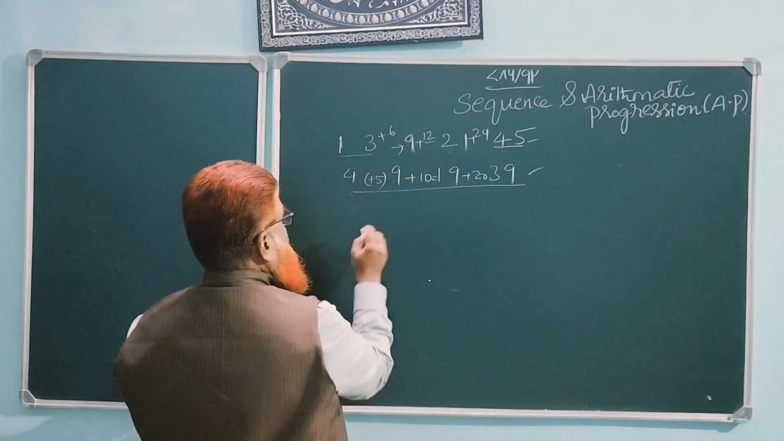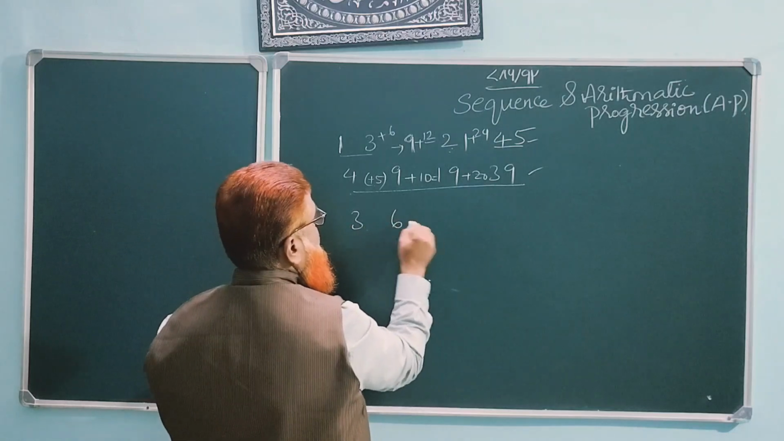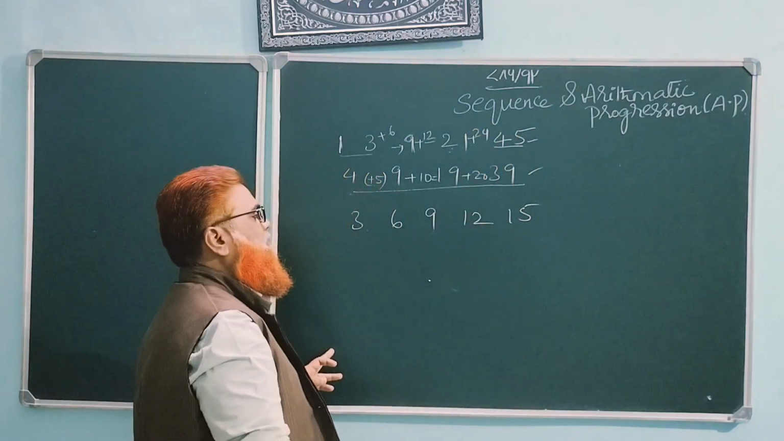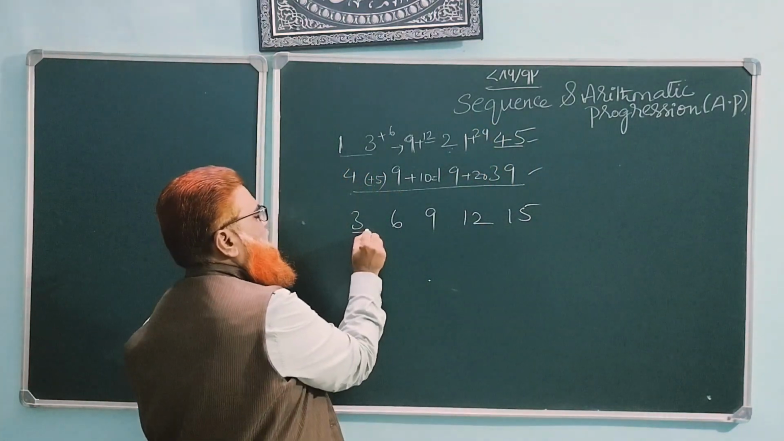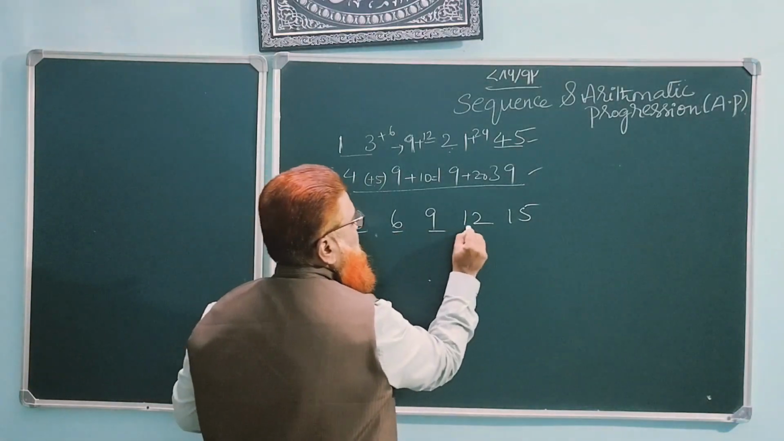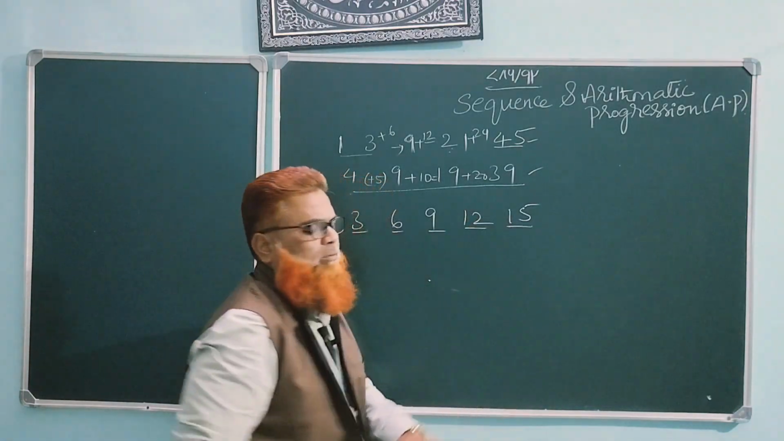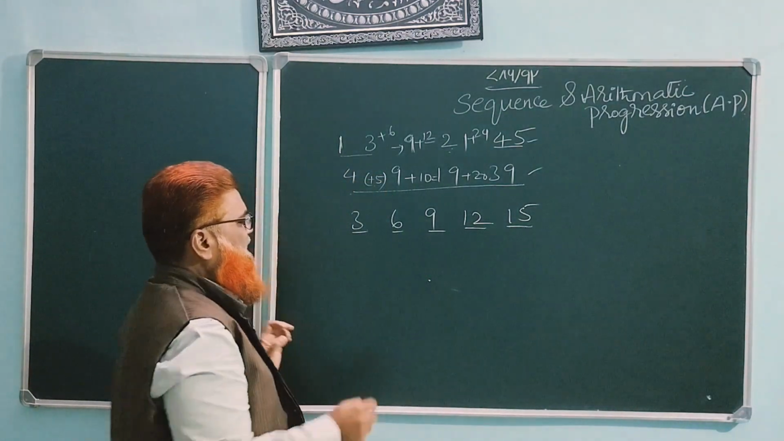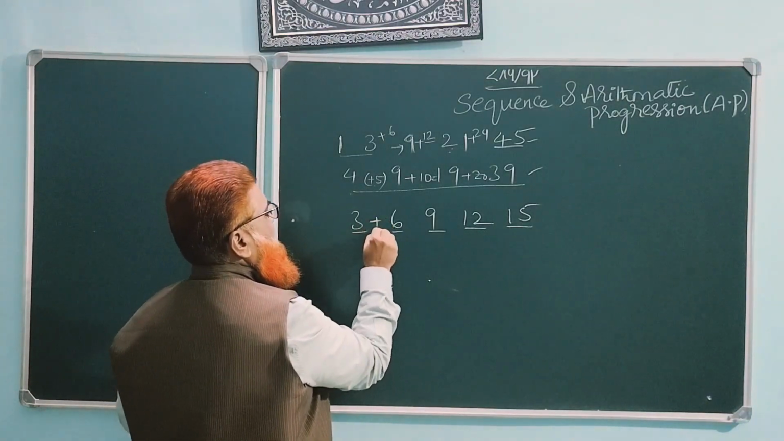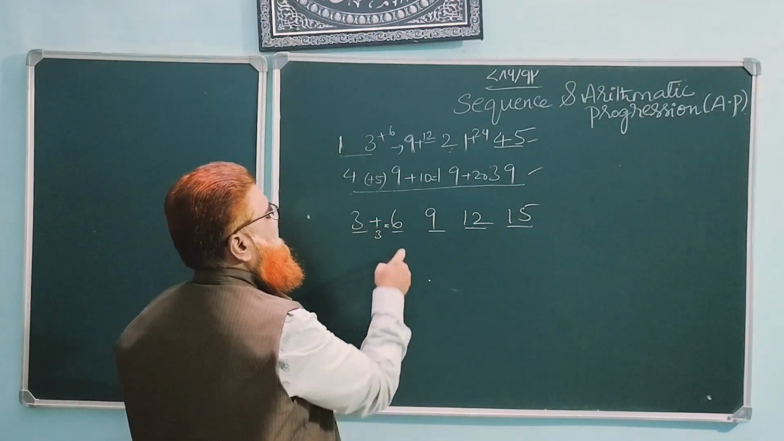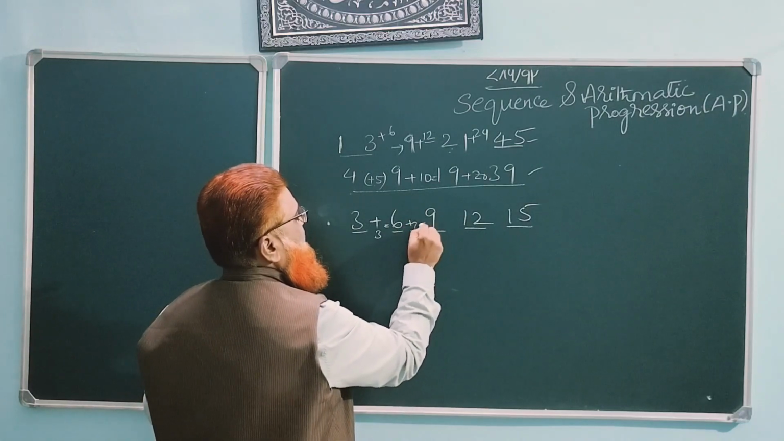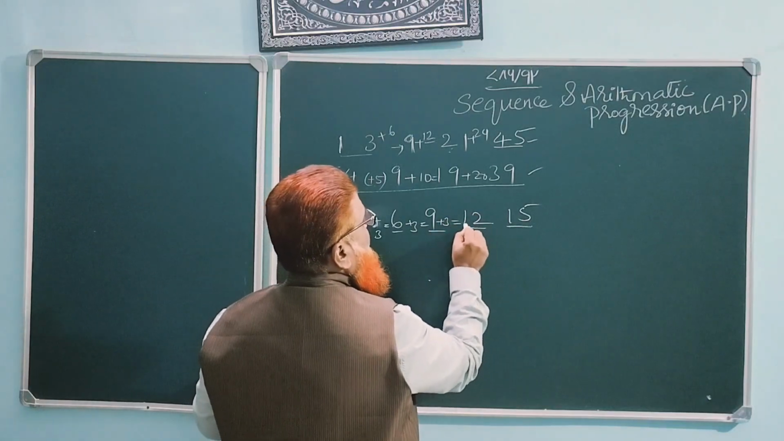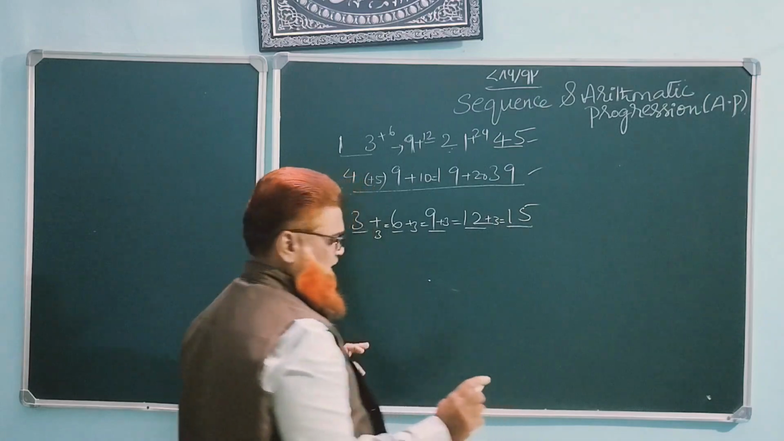Now, look at this third form of sequence. 3, 6, 9, 12 and 15. What is the relationship you find among these numbers? Here to the 3 we add 3, we obtain 6. To the 6 we add 3, we got 9. To the 9 we added 3, we got 12. And to the 12 we added 3, we got 15.